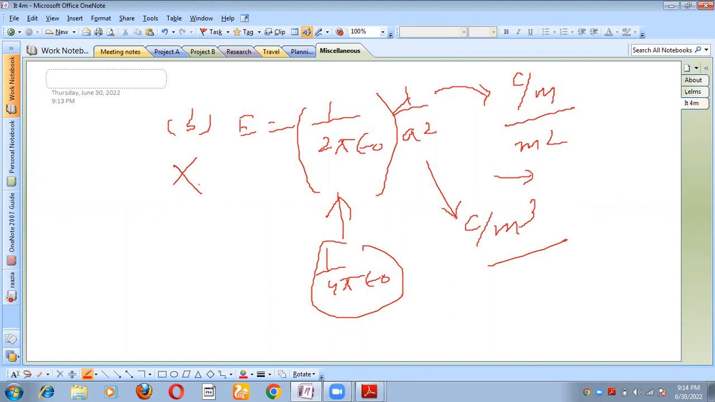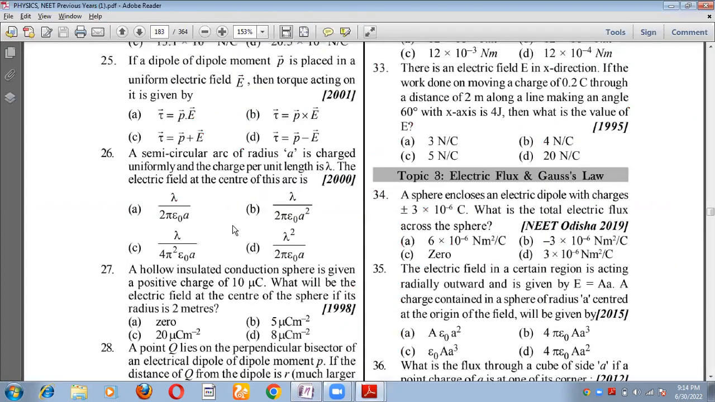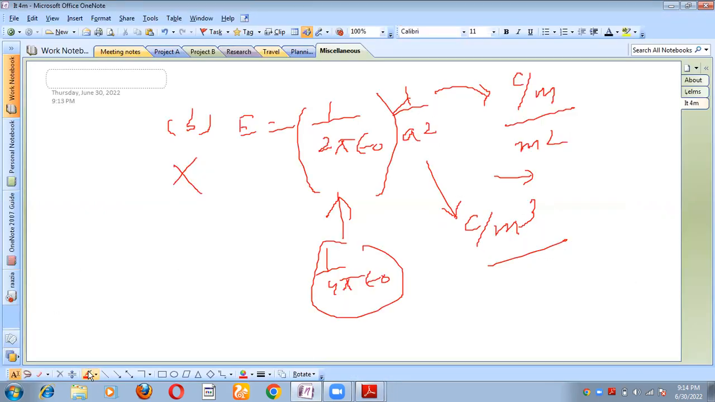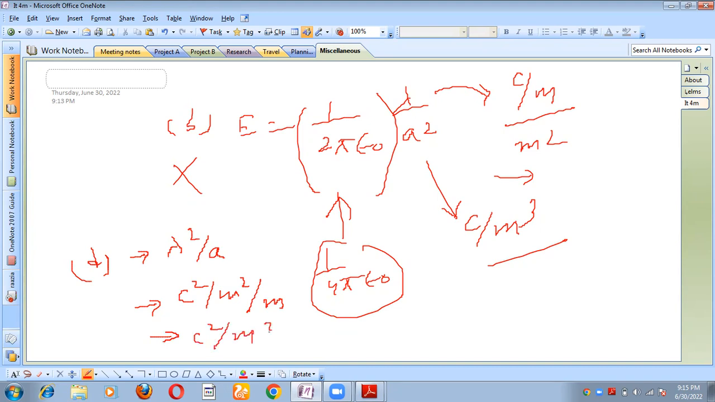Yes, sir. Now go again and see option D. That is also not possible. See option D, it also has lambda square by A. So apart from 1 by 2 pi epsilon naught, the term is lambda square by A. It means it will be coulomb square per meter square by meter, which is coulomb square per meter cube. So this is also not possible. Everyone getting my point?